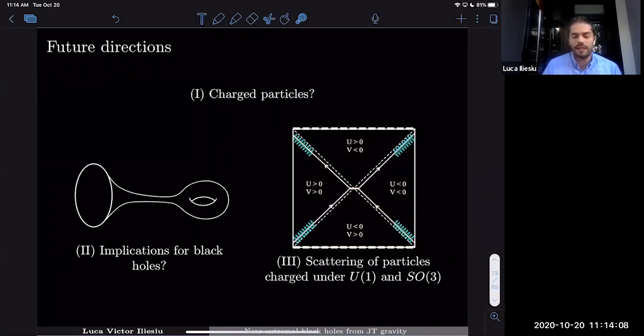And finally, I think it would be interesting to study scattering in the near horizon region, and that can be achieved by putting Wilson lines in the U(1) or SO(3) or SU(2) gauge theory. This would be like studying the scattering of either charged or rotating particles that are rotating around the black hole in the near horizon region, in a regime where the gravitational interaction becomes strongly coupled.